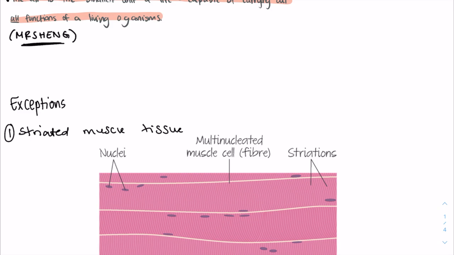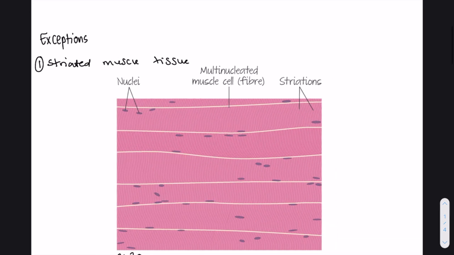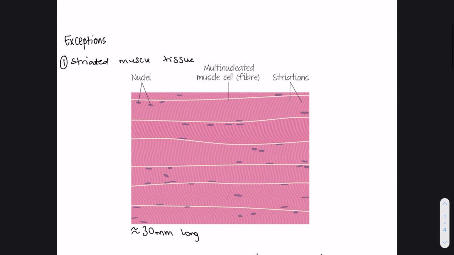However, there are three types of cells that differ from typical cells that we need to know in the IB syllabus. Firstly, striated muscle tissue. It's made up of repeated units called sarcomeres, and if you do higher level, you may remember this from topic 11 on movement. The cell is atypical since it is multinucleated. It also is much larger than a typical cell, since it's about 30 mm in length.